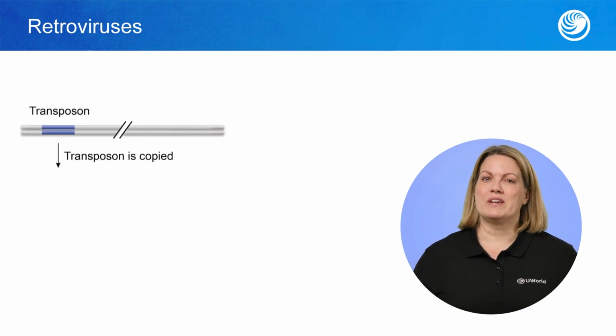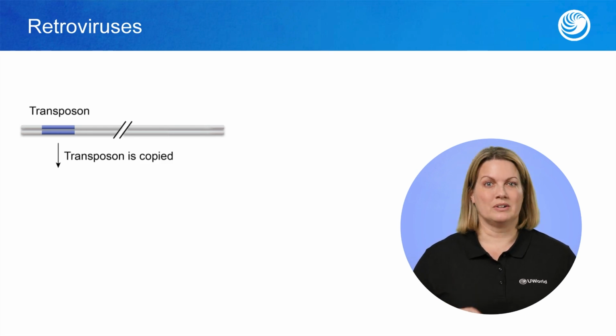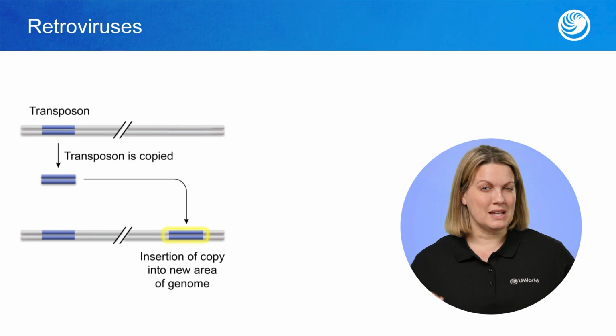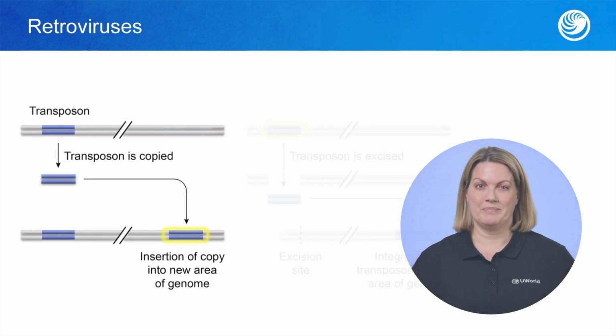You may recall that a transposable element, or transposon, is a gene that can move from one portion of DNA to another. Well, here we can see that this strand of DNA has a transposon, which means that this piece of DNA has the ability to copy itself and insert into a completely new area.